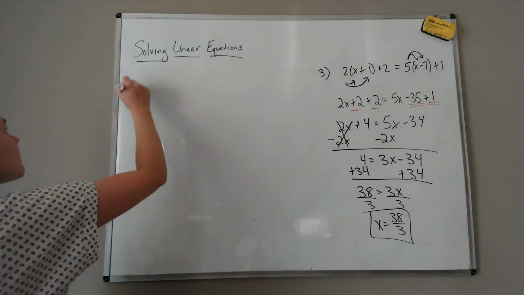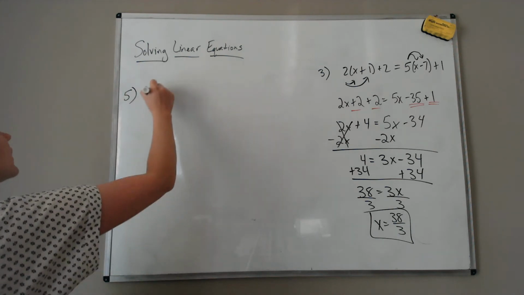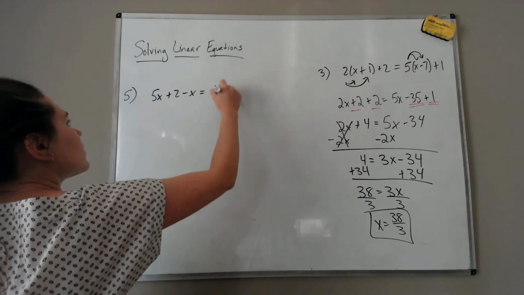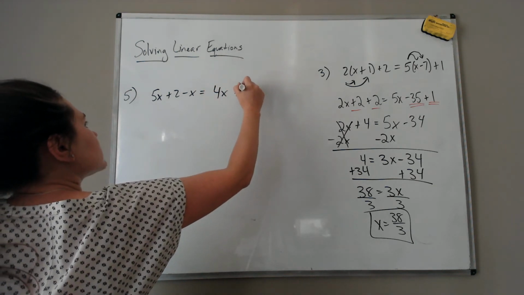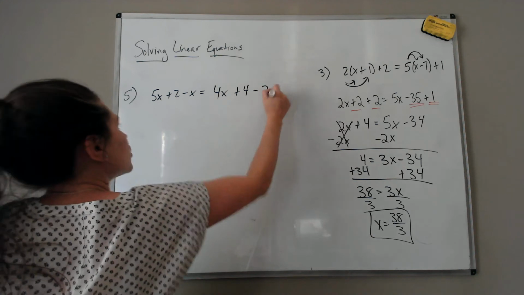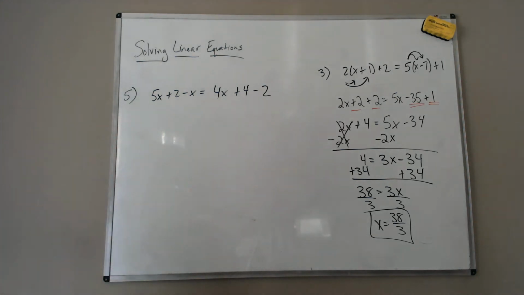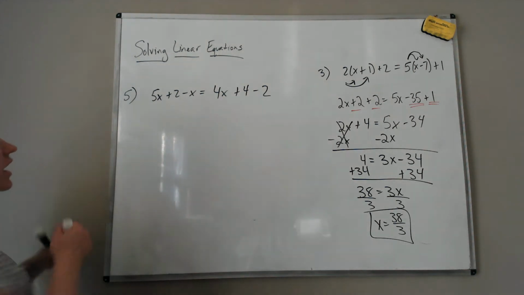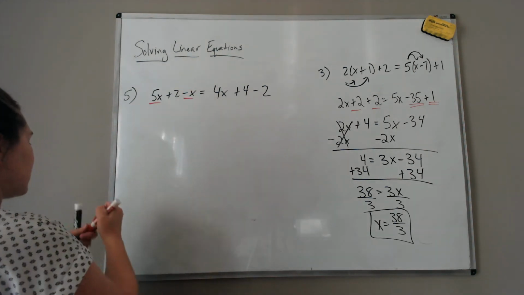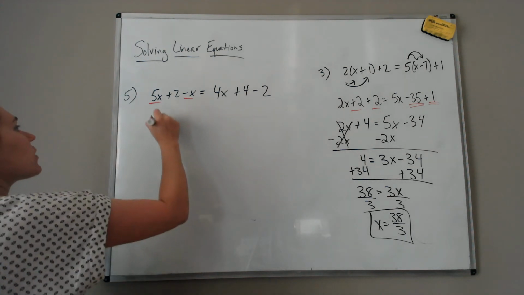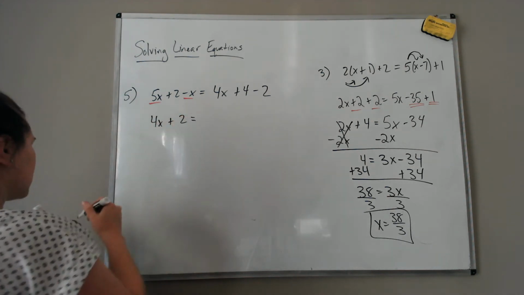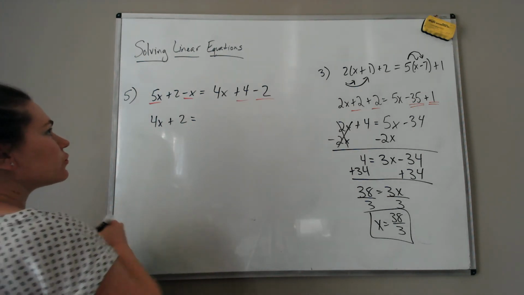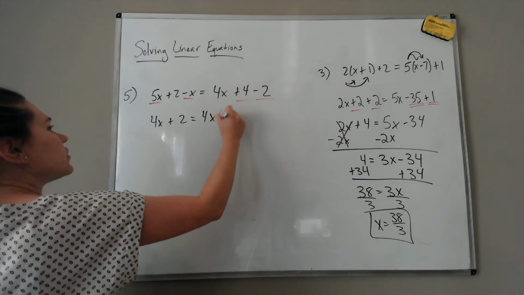Number 5, let's do 5x plus 2 minus x equals 4x plus 4 minus 2. Okay, so we're going to want to clean up each side of the equation here. On the left-hand side, we've got this 5x, this negative x. That's going to give us 4x plus 2. The right-hand side, we've got this 4 minus 2. That's going to give us 4x plus 2.